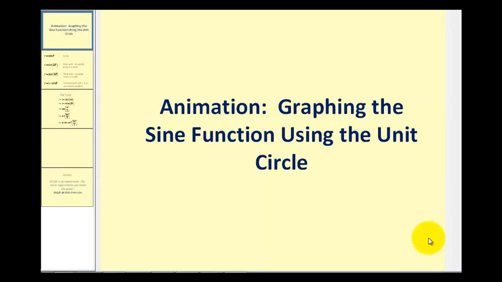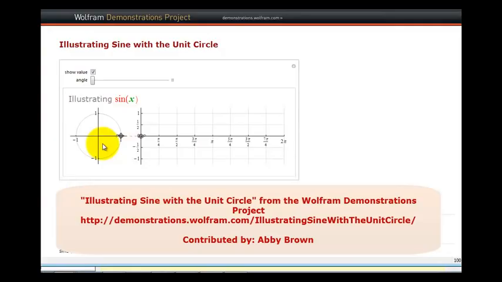Let's take a look at an animation of graphing the sine function using the unit circle. If an angle is in standard position, the point where the terminal side of the angle intersects the unit circle will give us both the cosine function value and the sine function value, where the x-coordinate is the cosine function value and the y-coordinate is the sine function value.